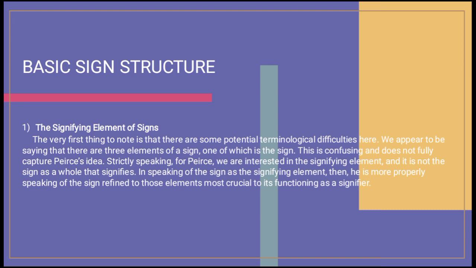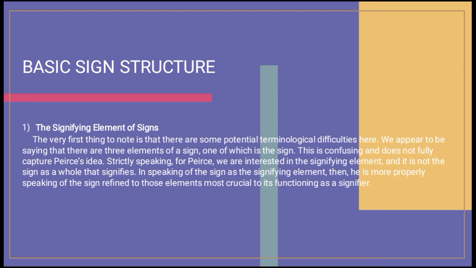In one of his many definitions of sign, Peirce writes, "I define a sign as anything which is so determined by something else, called its object, and so determines an effect upon a person, which effect I call its interpretant, that the latter is thereby immediately determined by the former."